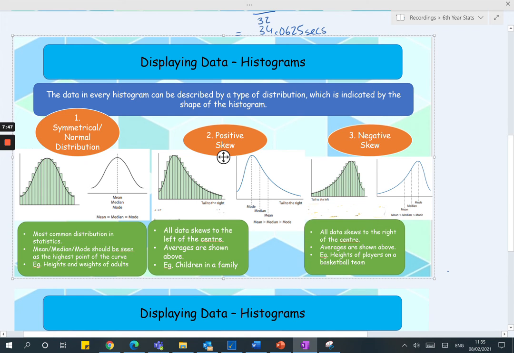Okay? A positive skew is when all the data is left of the center, which generally means that the mode is less than the median, which is less than the mean, and the mode would probably be the most accurate. This, for example, could be the children in a family. A negative skew is when the data skews to the right of the center, where again we have the mode is greater than the median this time, which is greater than the mean. Okay, and this, for example, could be the heights of basketball players in a basketball team.